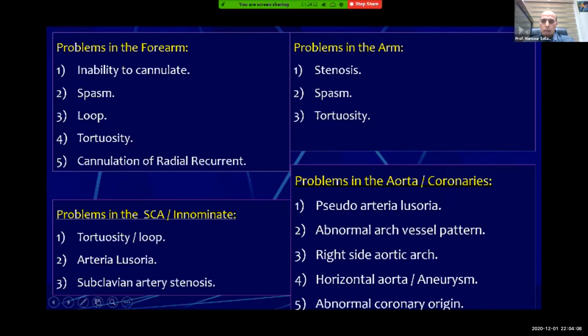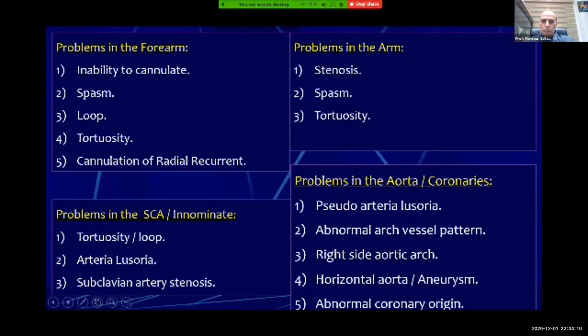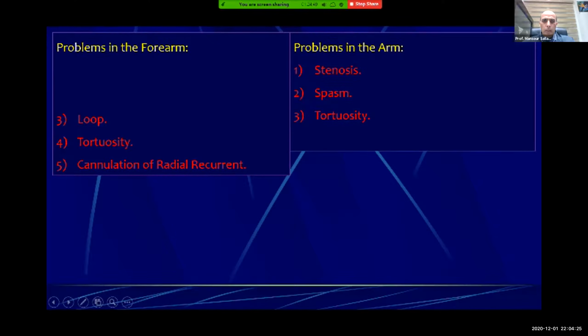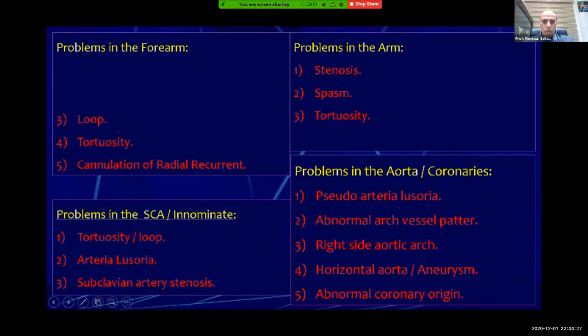And I think in the aortic area, you may expect many morphological changes in the aortic arch that may be an obstacle or block the advancement of your wire. Abnormal arch vessel pattern, right-sided aortic arch, horizontal aorta, abnormal coronary artery. I think in the previous sessions we have discussed all these issues. And tonight we'll concentrate on how you can get the radial artery puncture.